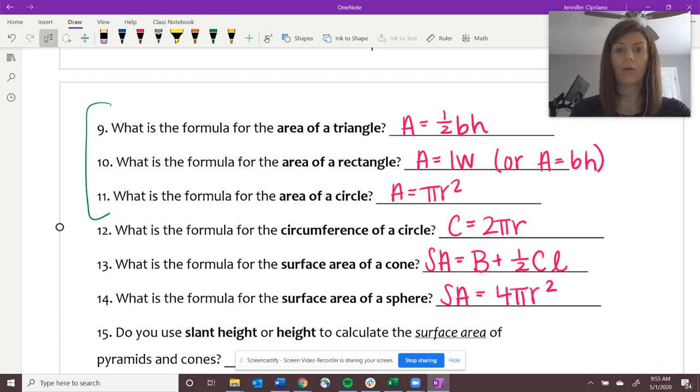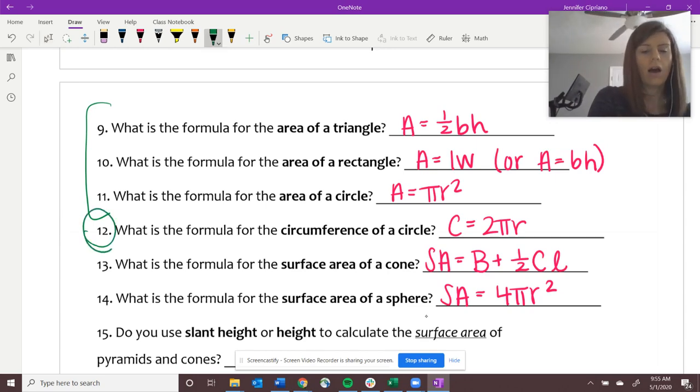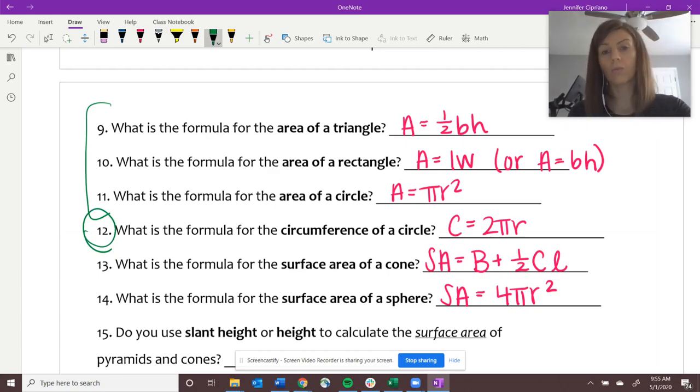So for example, the area of a triangle, we need that to find the surface area of a triangular prism. Area of a rectangle, we need for surface area of rectangular prisms. And area of a circle, we use that a lot. We use that for surface area and volume formulas. Number 12, actually, too, the circumference of a circle. That's another two-dimensional formula that we're actually using with these three-dimensional shapes.